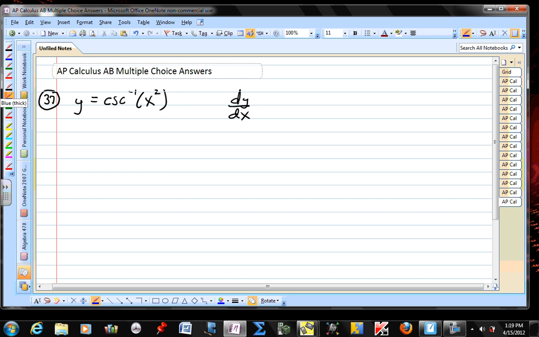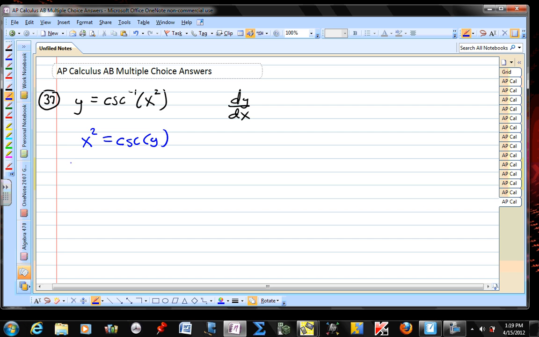Remember, if y equals the inverse cosecant of x squared, that means that y is the angle whose cosecant is x squared. So you invert the x and the y's, invert the input and the output, and now we have a cosecant. We can differentiate now implicitly.